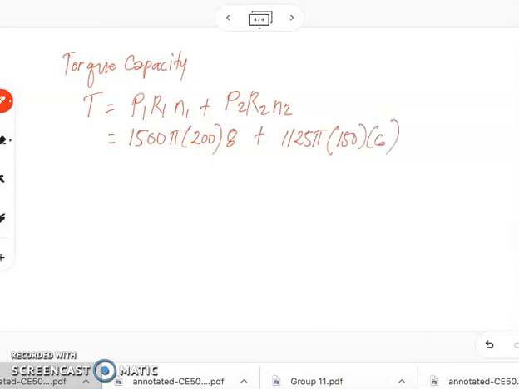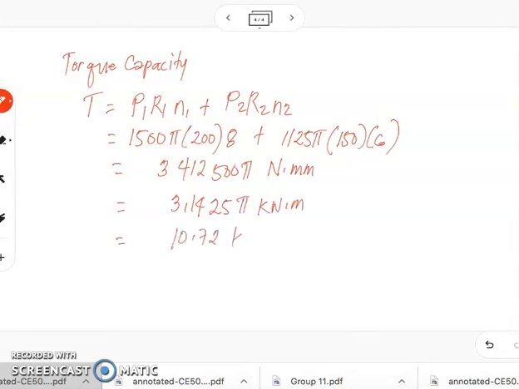If we simplify this, it is 3,412,500 pi Newton millimeters. If we simplify further, that can be equivalent to 3.1425 pi kilonewton meters, or this is now equivalent to 10.72 kilonewton meters. So this is the torque capacity for the given problem for this example.